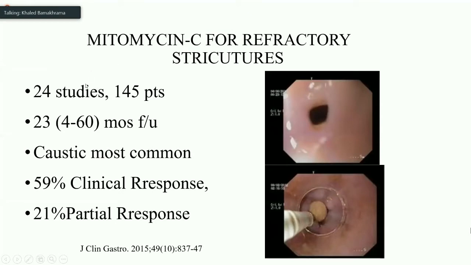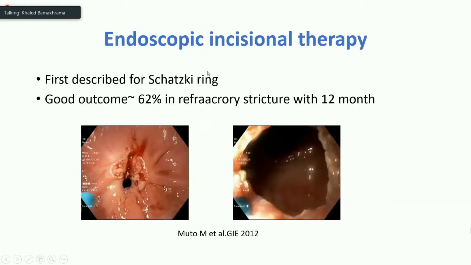So mitomycin, the results are really encouraging, better than the steroid. 24 studies, 45 patients. The mean follow-up 23 months, because most of the cases are caustic injury. You can see that 59% clinical response and 21% partial response. So it looks that mitomycin C, if it is available, is better than the steroids.